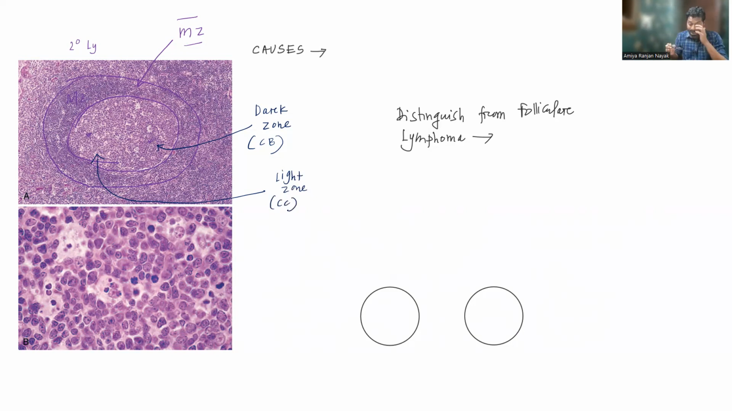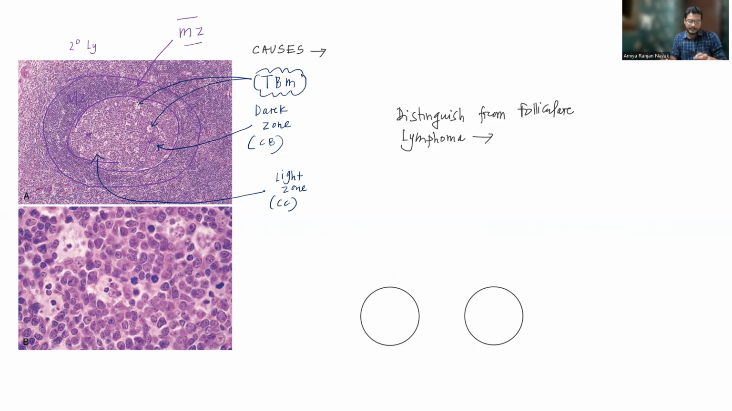And you can also appreciate that these are polarized. That means on one side you are finding the centroblasts predominantly, and on the other side you are finding the centrocytes predominantly. That is how they are making the dark zone and the light zone. Inside this germinal center, you can appreciate there are some pale areas like this. These are nothing but the macrophages, the tingible body macrophages.